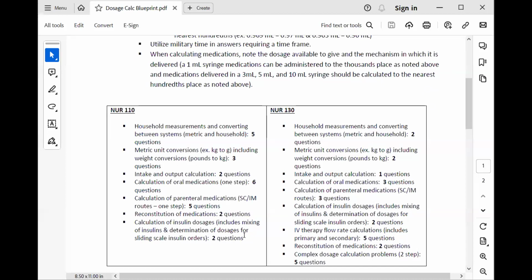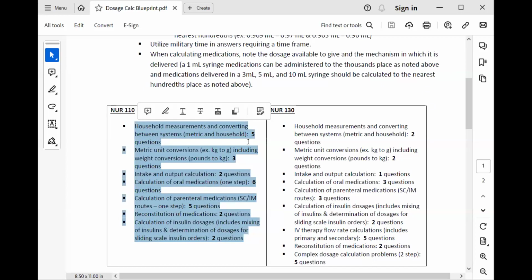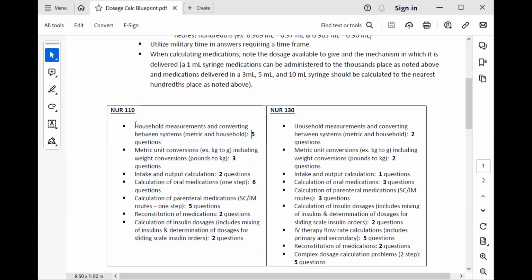This is the breakdown. You will see 25 questions. 5 questions will come from household measurements, converting between systems. This is where you're going to review converting from metric to metric, like milligrams to grams, micrograms to milligrams. But you're also going to need to know how to convert ounces to milliliters, milliliters to ounces, teaspoons, tablespoons. I'll also show you pints, quarts, cups, and things like that. Like I said, we'll review that. So your first 5 questions are pretty straightforward: convert this to this.